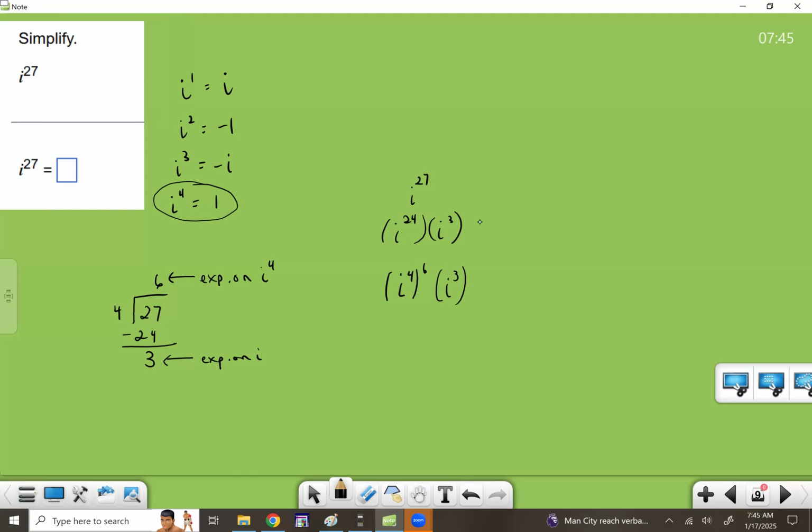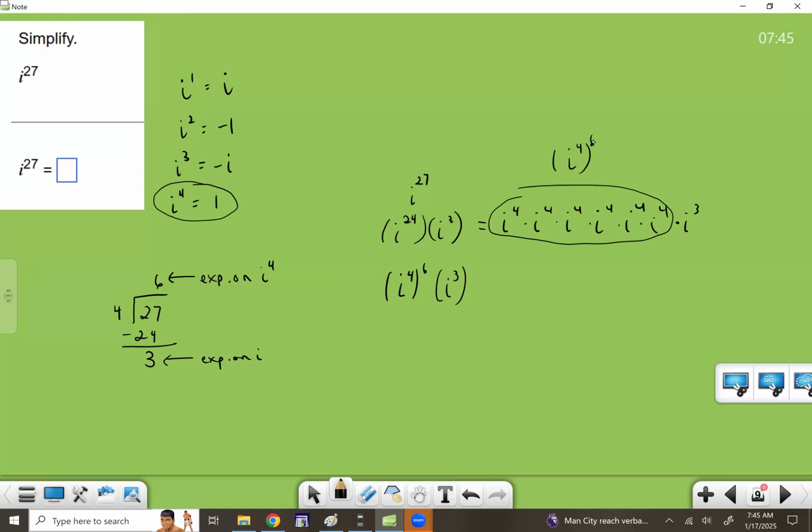If it makes more sense to you to do it like this, by all means do. You would need 6 of these. But when the numbers start getting big, I don't think this is a productive way of doing it. Even this one, I'm not sure is productive. But here's your 24 of them, and then you would have 3 leftovers to make 27. And we just decide, let's write this better. Let's write this as i to the fourth 6 times. Hopefully that makes sense.